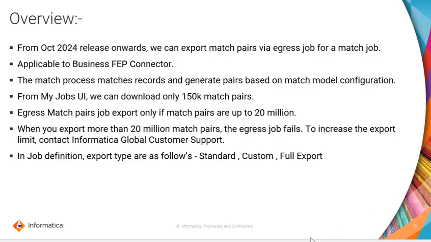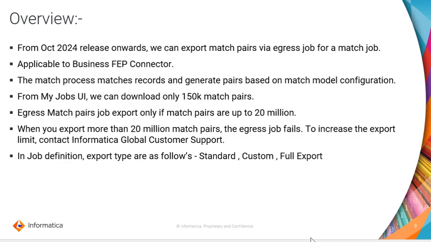After the October release, we have a feature where we can export match pairs by creating an egress job, either for a specific match job or for all the jobs to date. And this can be done only via the B360 FEP connector. But we can still download only 150k match pairs, which was the case before as well.